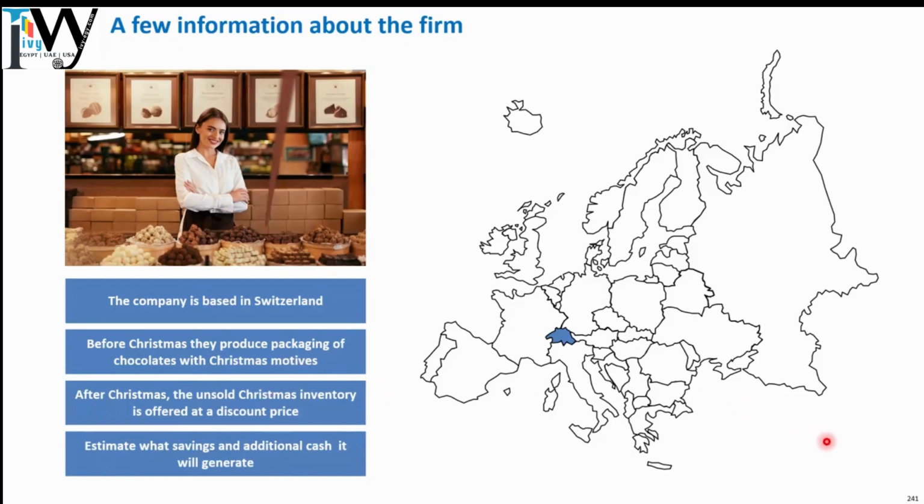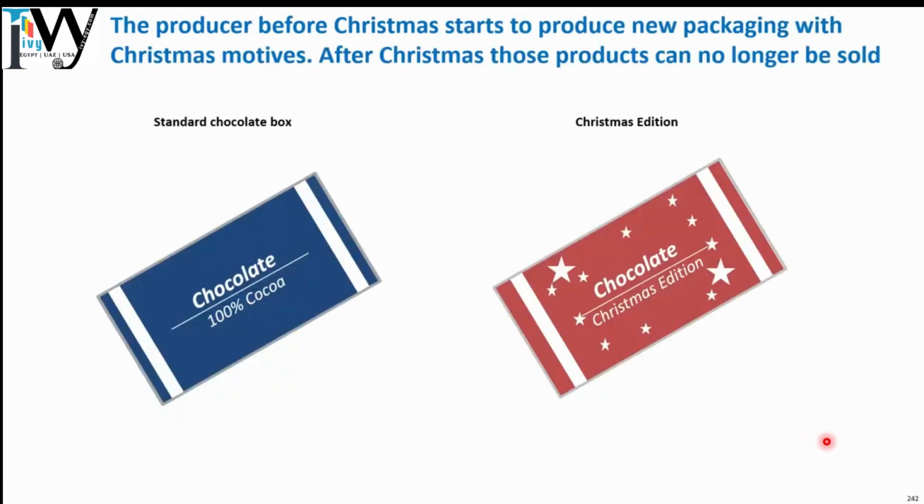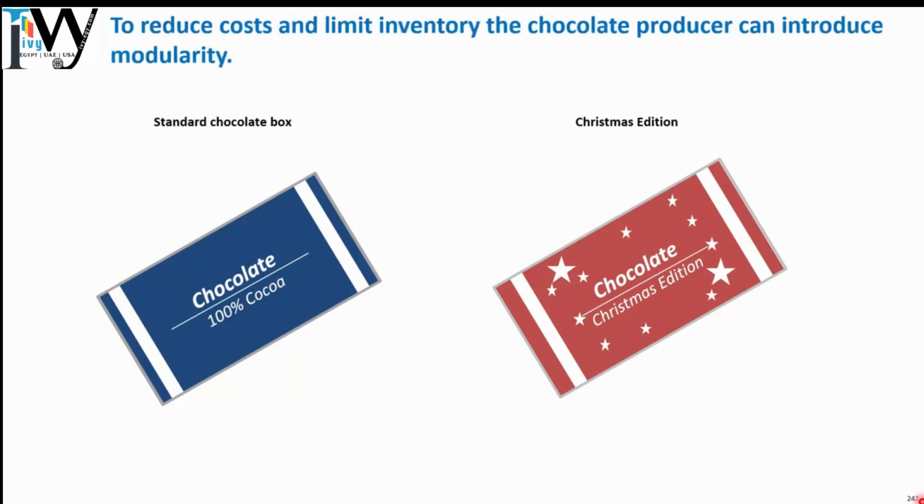Let's see what we mean by modularity in this case. Currently, as we said, they use a standard chocolate box, and for Christmas they produce this special Christmas packaging with Christmas motifs. Since this has special motifs, later on it is not in big demand, therefore we have to sell it at a discount. The hypothesis here obviously is that we can reduce costs and limit inventory by changing the package using some modularity.